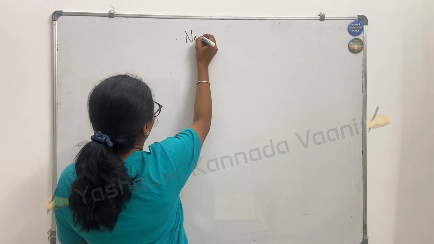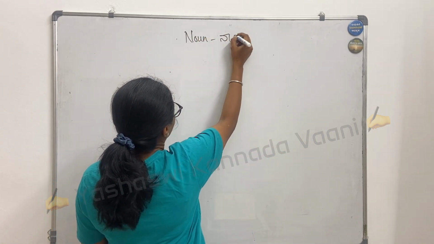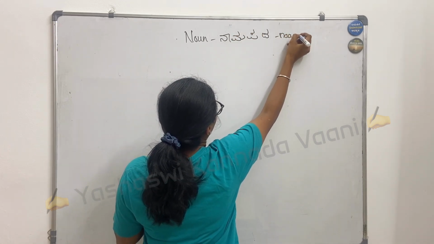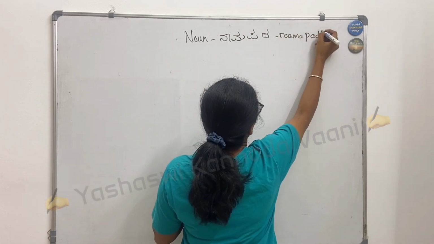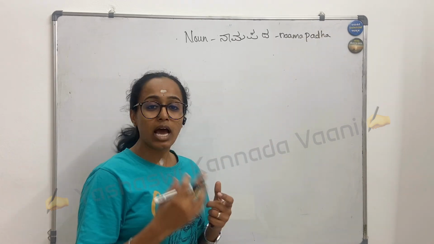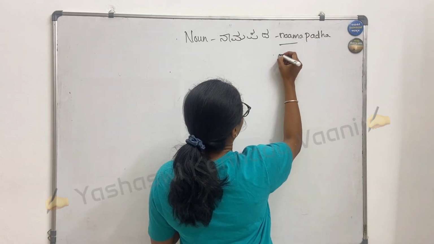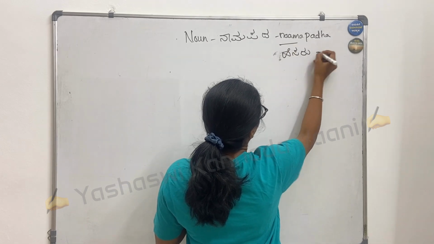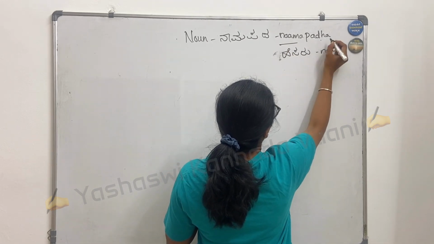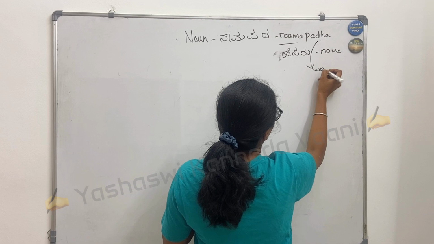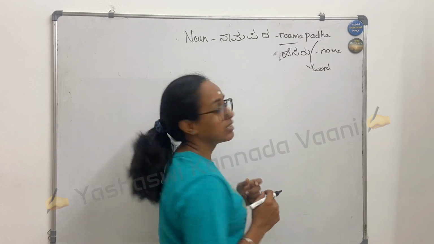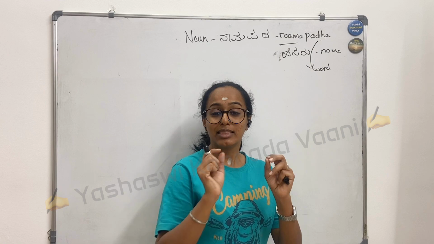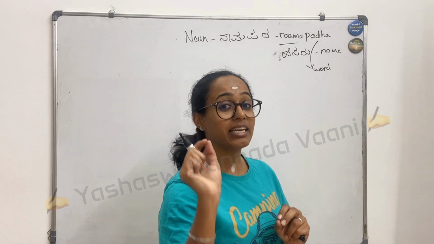ಕನ್ನಡದಲ್ಲಿ noun ಅಂದ್ರೆ ನಾಮಪದ. I'll write in English also. ನಾಮ ಅಂದ್ರೆ ಹೆಸರು. ಹೆಸರು ಅಂದ್ರೆ name. ಪದ ಅಂದ್ರೆ word. Fine. So ಹೆಸರನ್ನು ಸೂಚಿಸುವ ಪದ, the word that indicates the name.